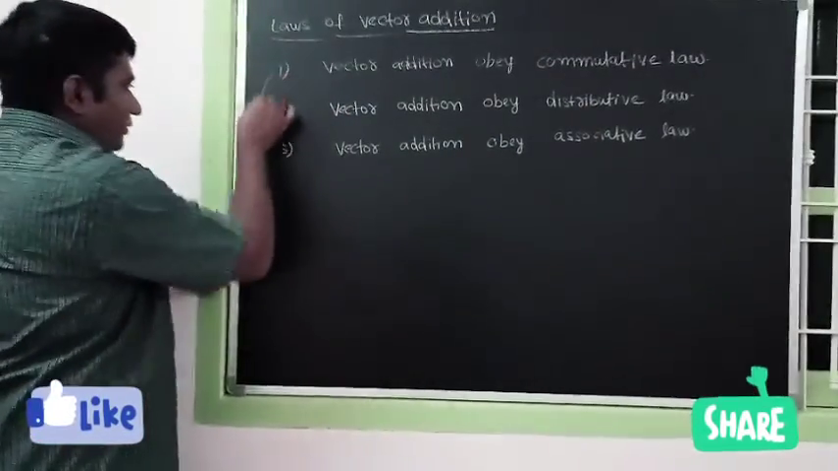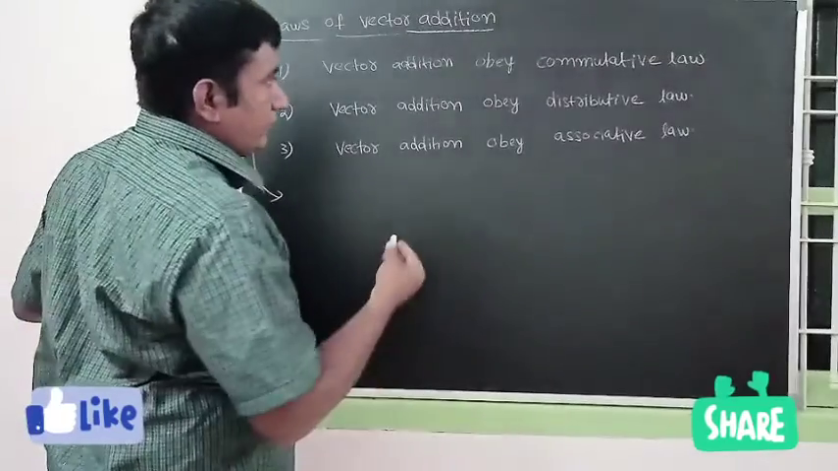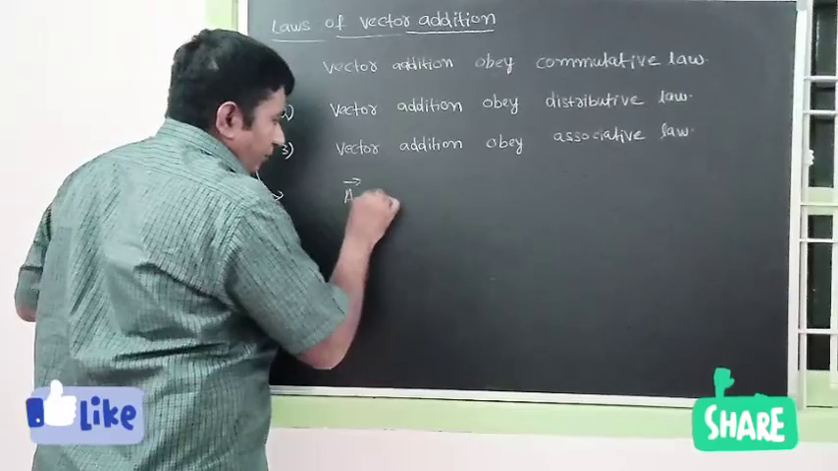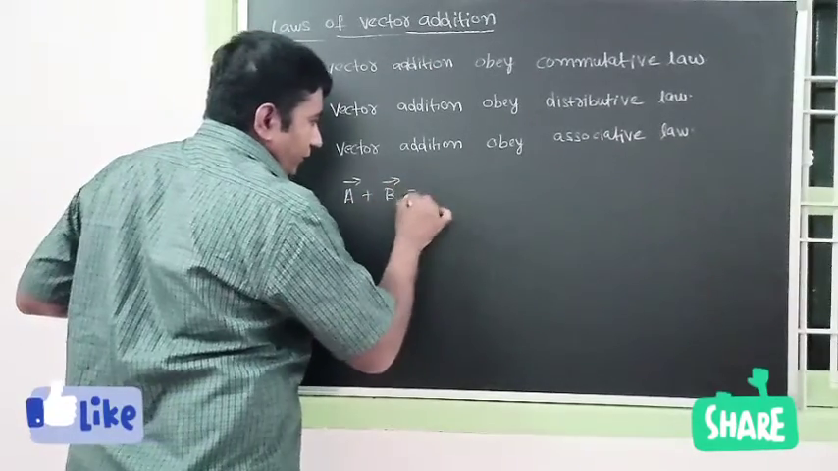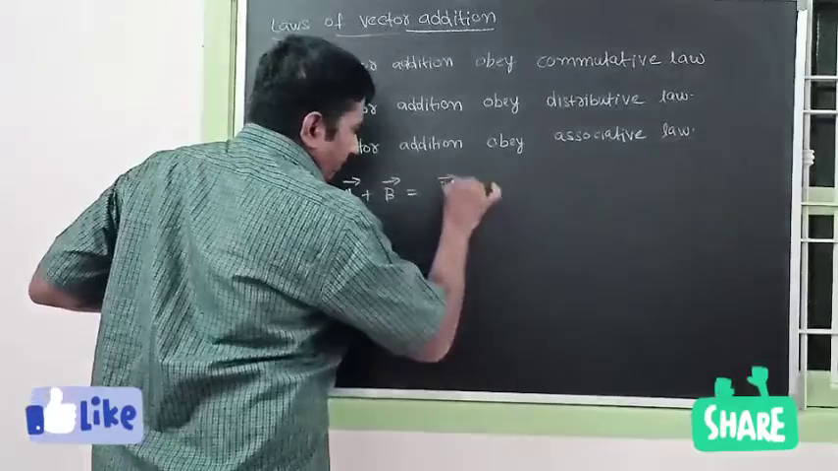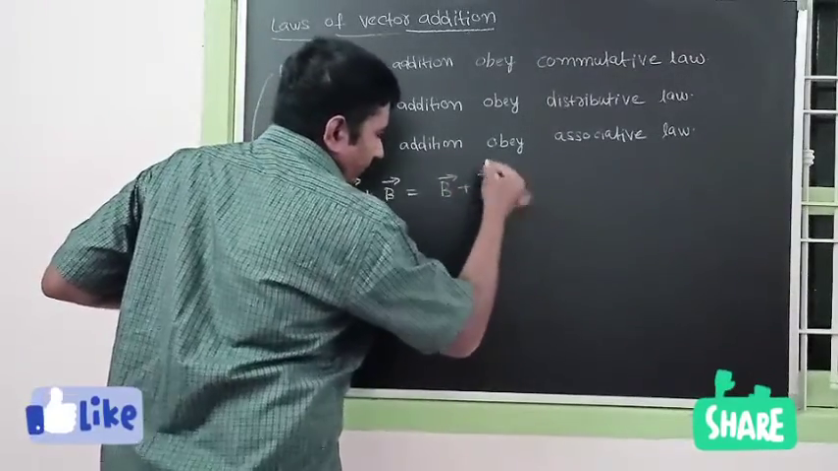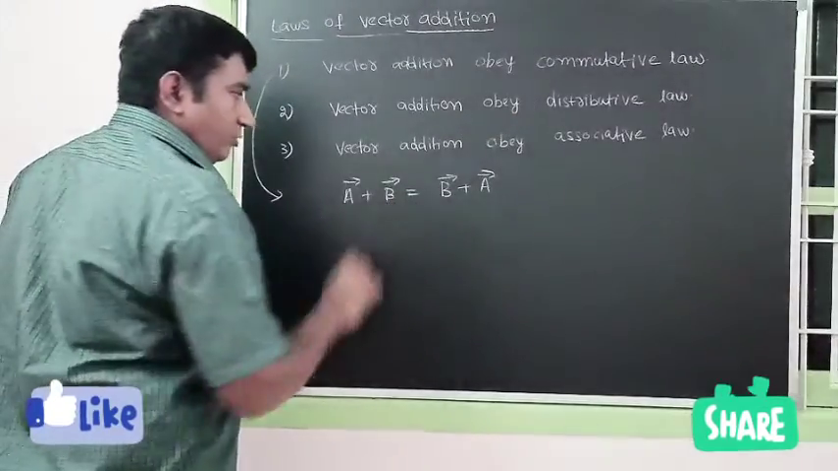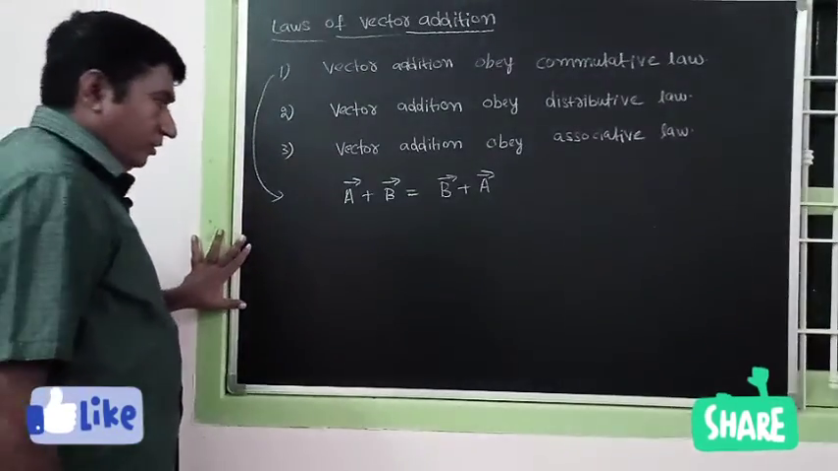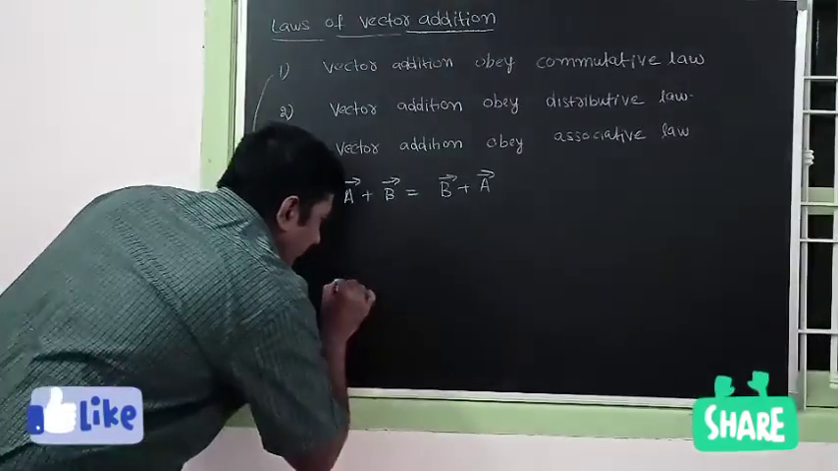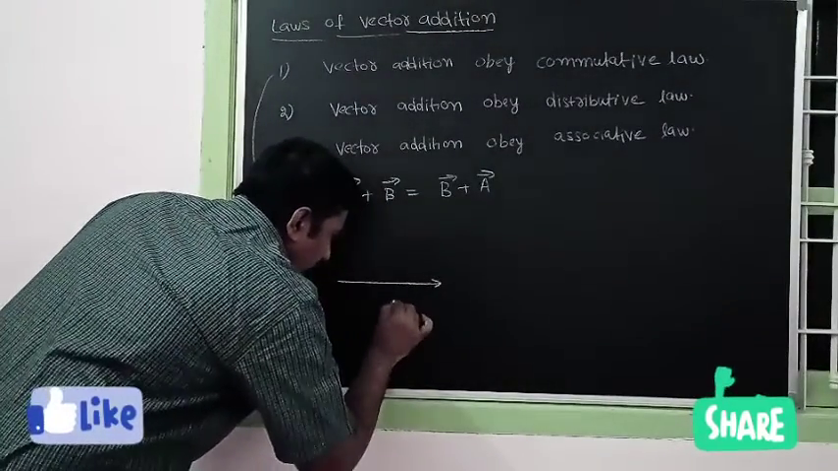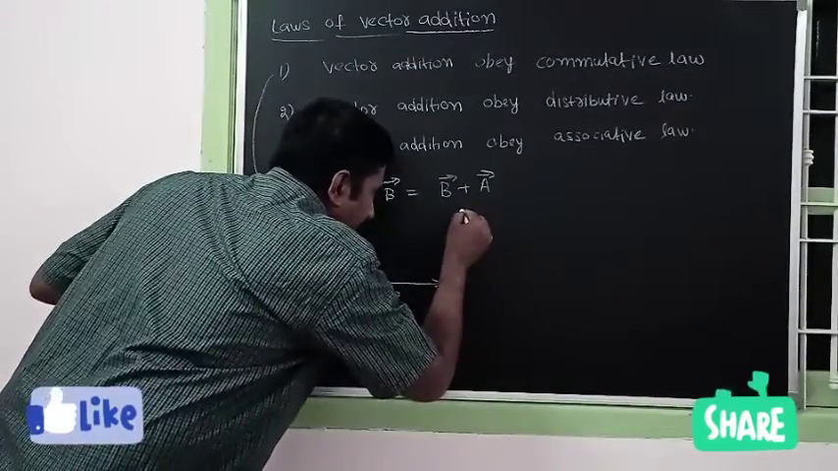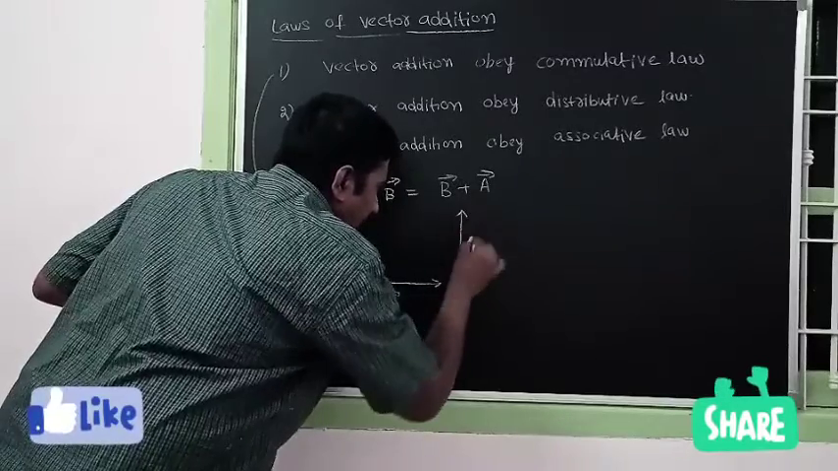So we have taken the first one here, which is nothing but addition obeys commutative law. This commutative law is nothing but A vector plus B vector is equal to B vector plus A vector. So simple. Now I should prove it. For example, I am taking this as the A vector, and this as the B vector.